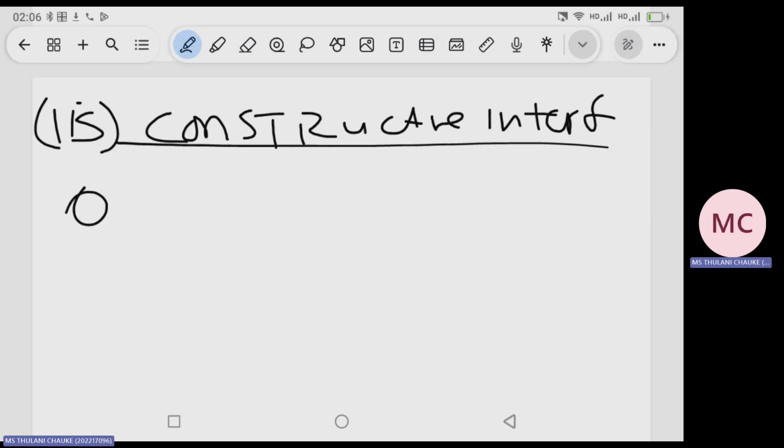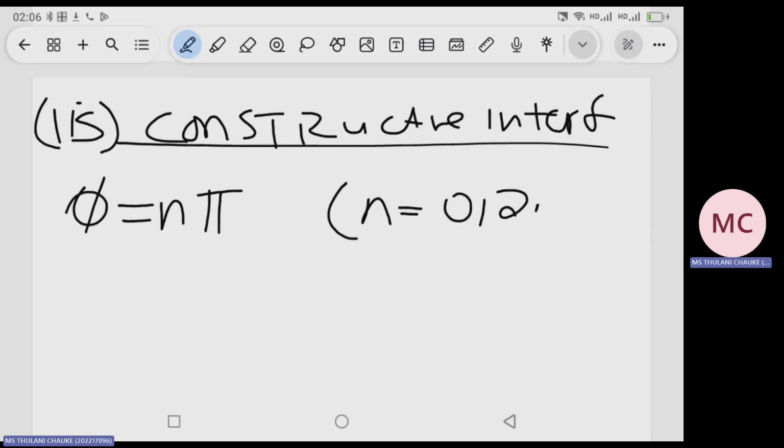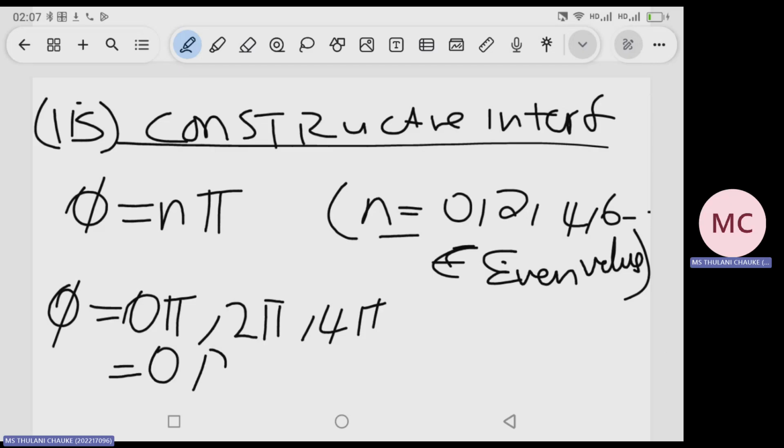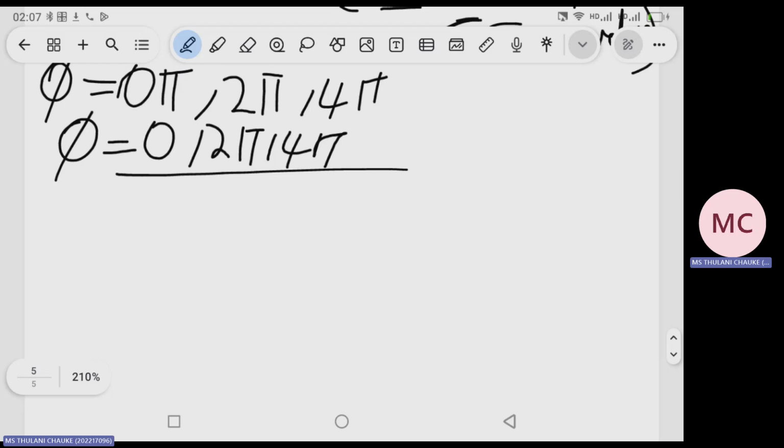And this one, the formula is still the same, n pi, and then n is given as 0, 2, 4, 6, etc. So this is an element of what? Of even values. So the phase constant will be 0 times pi, 2 pi, 4 pi. So obviously we'll have 0, 2 pi, 4 pi. And these will be our values.